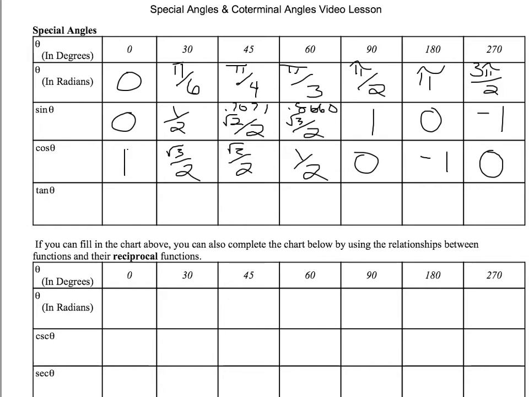For tangent, tangent of 0 is 0. Tangent of 30 is 0.5774. That is radical 3 over 3. So that's another one you'll have to know. Tangent of 45 is 1. Tangent of 60 is 1.7321. You will need to know that that's radical 3. Tangent 90 gives you an error. Whenever you see error in your calculator, it's undefined. Tangent of 180 is 0. And tangent of 270 is undefined.